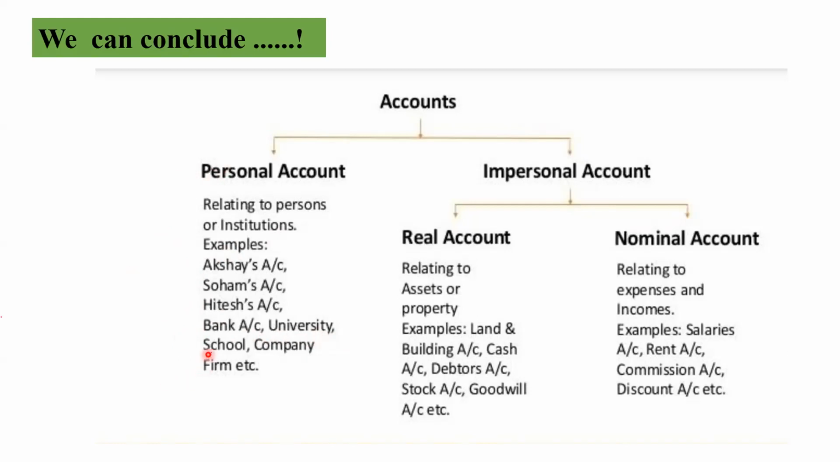School, for example Pragati School, Lake Montfort School, Sharda Vidya Mandira, everything will come under personal account. Company is also a personal account. Why is it called a person? Because a school is considered as a person, as a business. So the account will not be in the name of the owner. The account will be in the name of the school only. For example, Sharada Vidya Mandira.